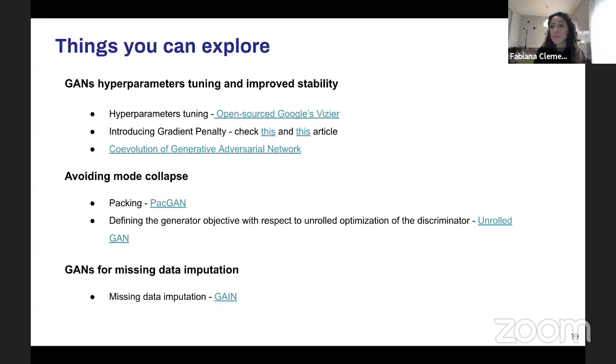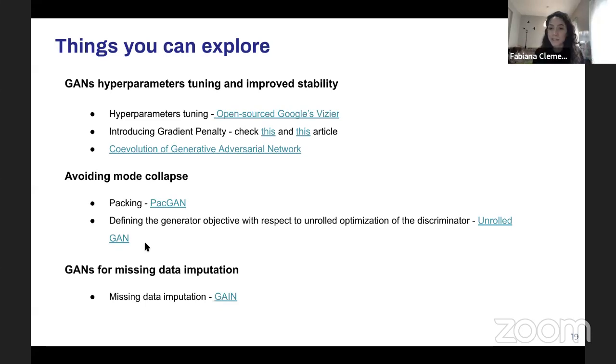In what concerns avoiding mode collapse, you have packing, a method that was suggested with PacGAN but has rapidly been extended to other GAN applications. The main idea of this method is to modify the discriminator to make decisions based on multiple samples from the same class, either real or artificially generated. The other, for example, is the unrolled GAN, which is also here.